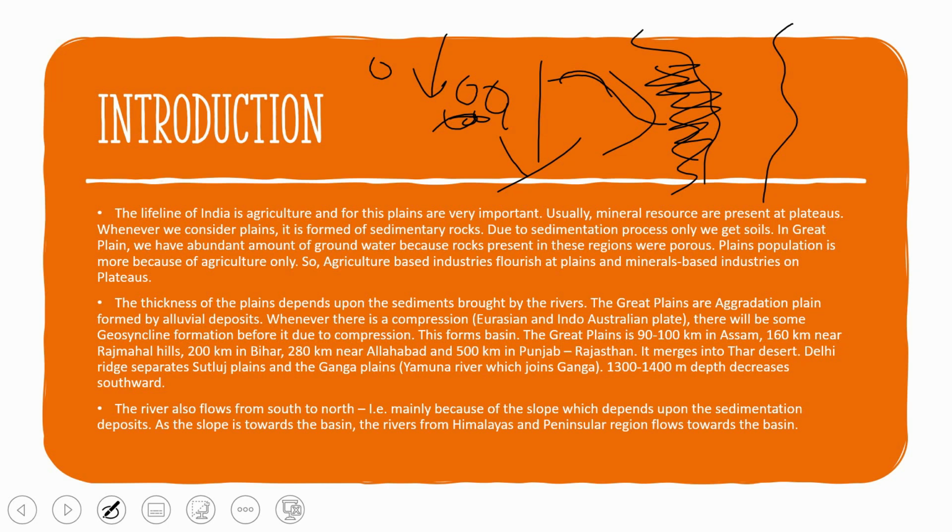Okay, so the main thing is that the population is there only because of the agriculture and the rivers present there. As per this river-flowing area, in the Great Plain we will see agriculture-based industries flourishing. That is why it is saying agriculture-based industries flourish on plains, and mineral-based industries on plateaus. A plateau is fairly high-level ground, and you will get more minerals present there.